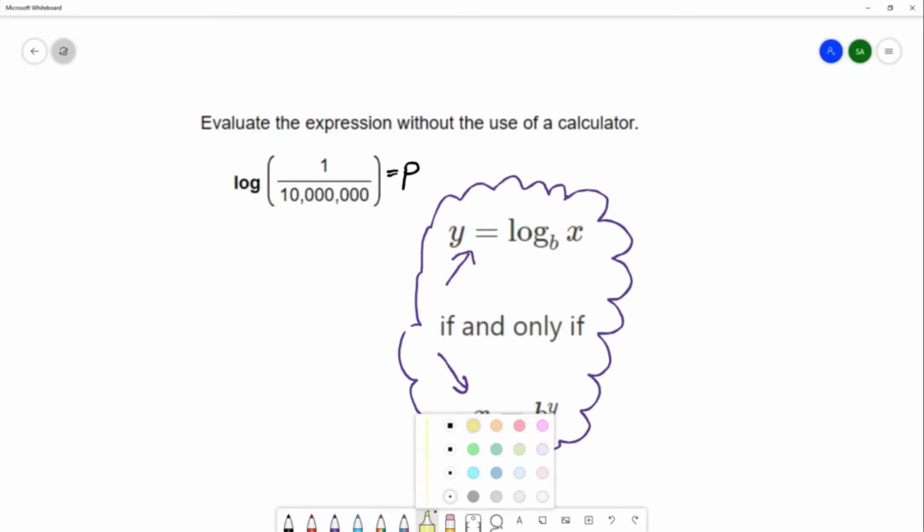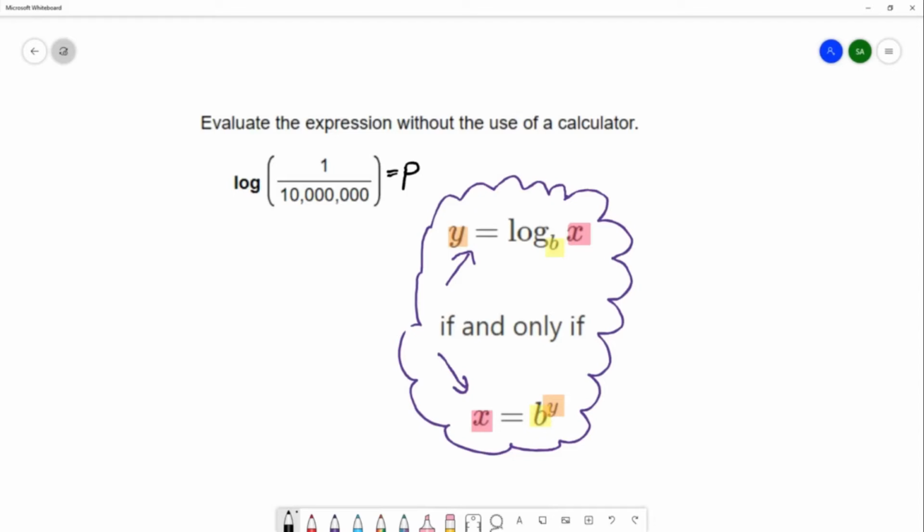So the base of the log is the base of the exponential. The log equals y, which is the exponent of the exponential. And the exponential equals x, which is the value that is inside the log. So this pattern allows us to convert back and forth between log equations and exponential equations. So let's do that for our example.